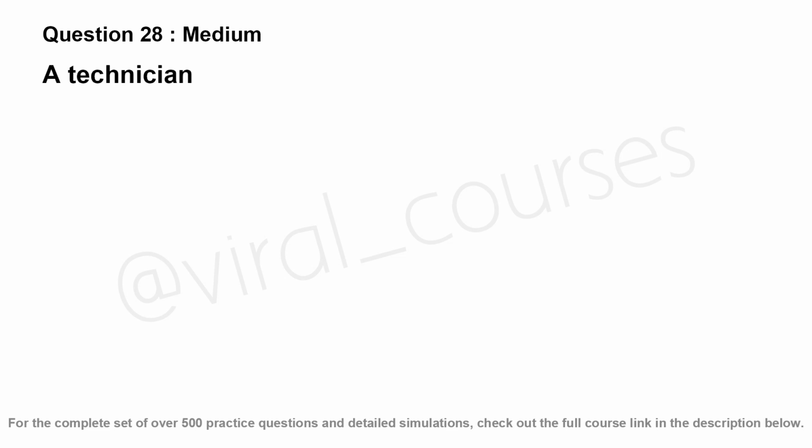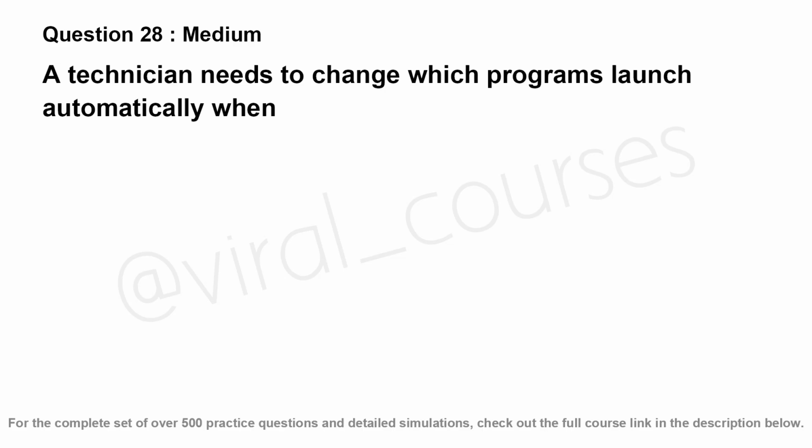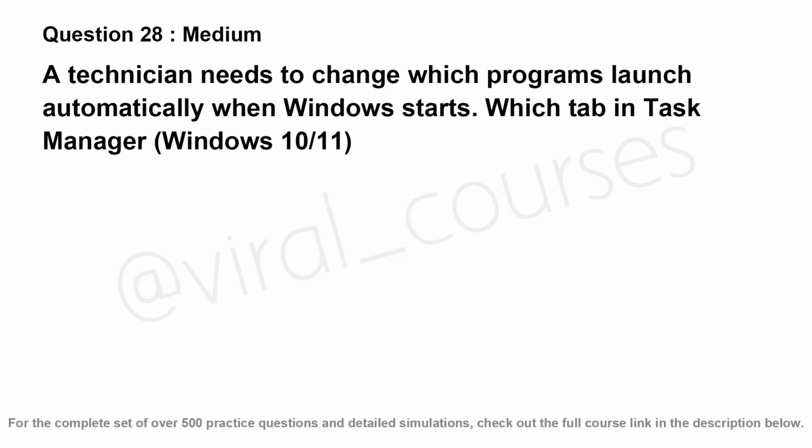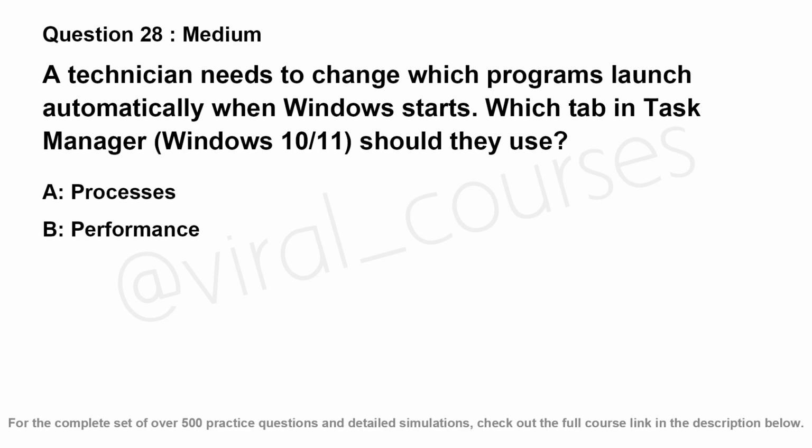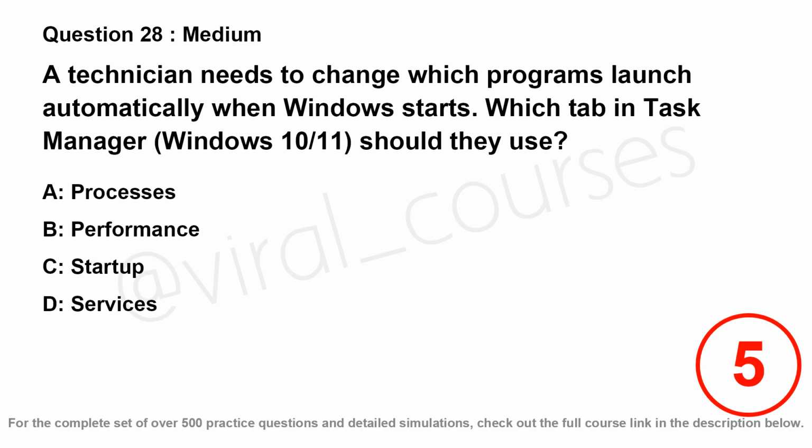A technician needs to change which programs launch automatically when Windows starts. Which tab in Task Manager, Windows 10 and 11, should they use? Option A, Processes. Option B, Performance. Option C, Startup. Option D, Services.